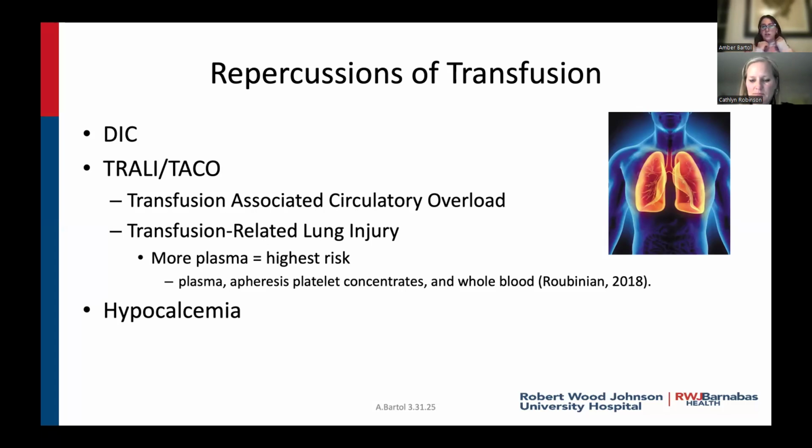And then you can also see DIC. DIC is when you're clotting and bleeding, and you're bleeding from everywhere, not even where your wound is. So this is an interruption in the clotting cascade and is pretty common after mass amounts of blood loss and then replacement. And then you can also see a phenomenon called TACO and TRALI. And these are not going to be immediate.